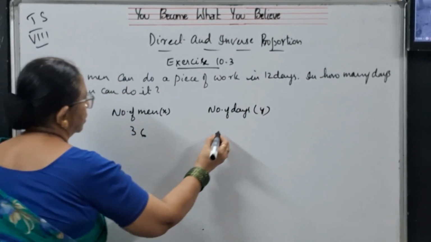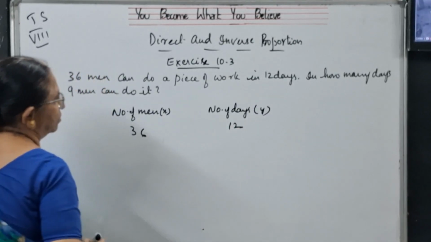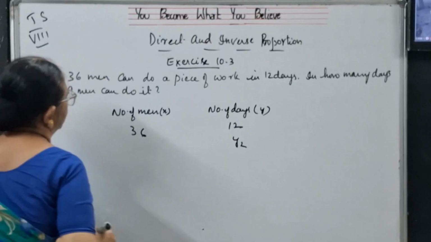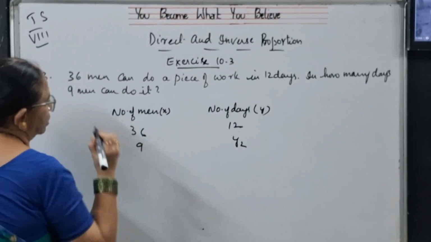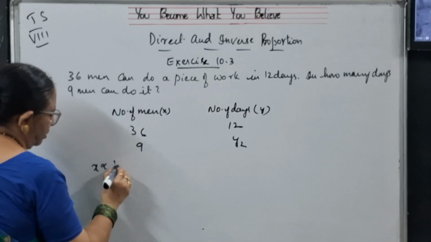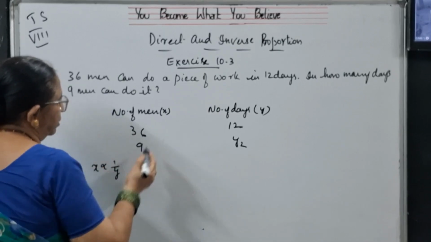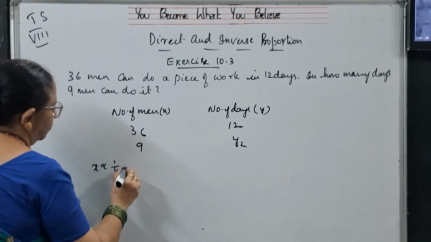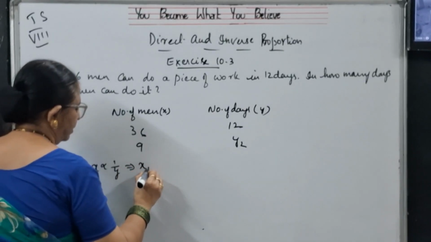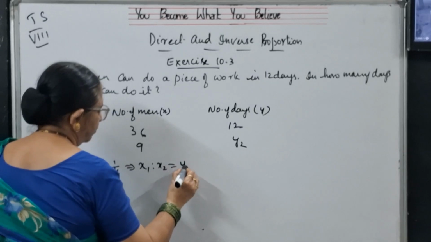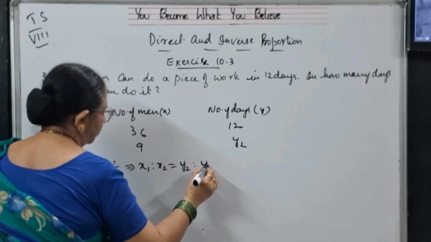36 men can do this work in 12 days. In how many days, that is y2, 9 men can work. So, x is inversely proportional to y. Why? Because if number of men increases, days will decrease. What does this imply? x1 is to x2 is equal to y2 is to y1.